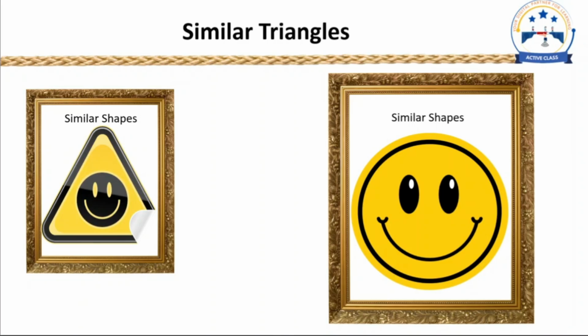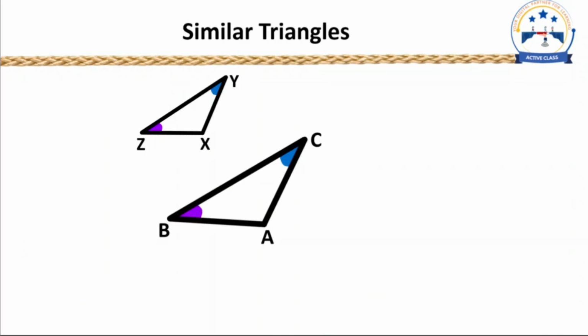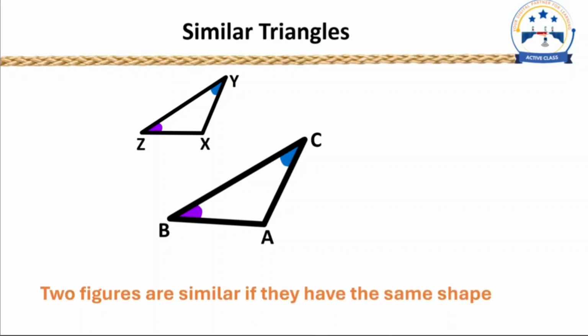Today in this video, we are going to master similar triangles. Let's go. Two figures are similar if they have the same shape but different sizes. They may be small, large, or even the same size, but their shapes must be identical. Here, triangle ABC and triangle XYZ are similar triangles. This is because their shape is the same but the size is different.